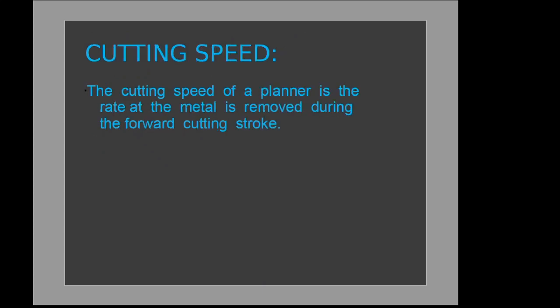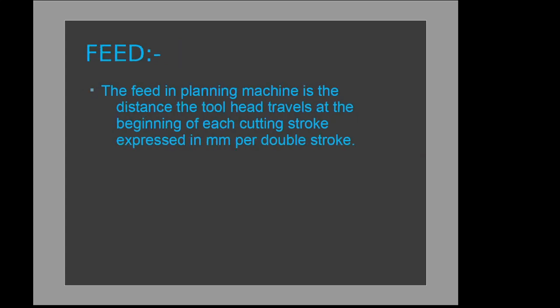Similar to shaper machine, the main parameters which affect machining in a planer machine are the cutting speed, feed and depth of cut. Cutting speed refers to the rate at which the metal is removed during the forward cutting stroke. The feed mainly refers to the cross feed of the tool in a planing machine. It is the distance traveled by the tool head along a horizontal plane just before the beginning of cutting stroke. It is usually expressed in mm per double stroke.